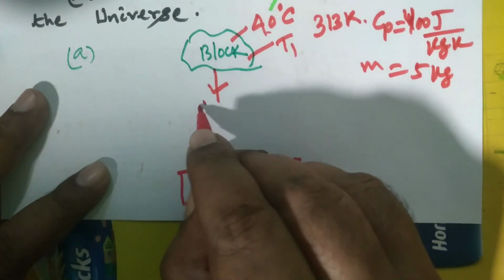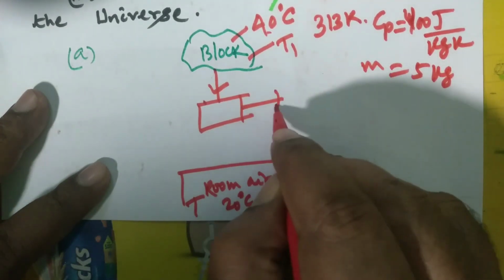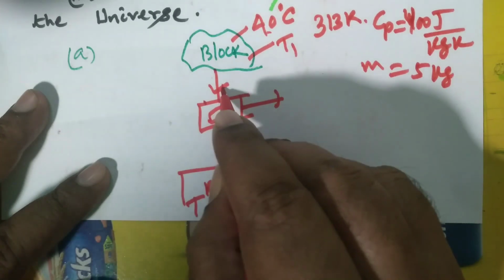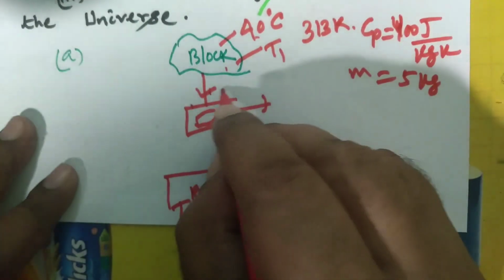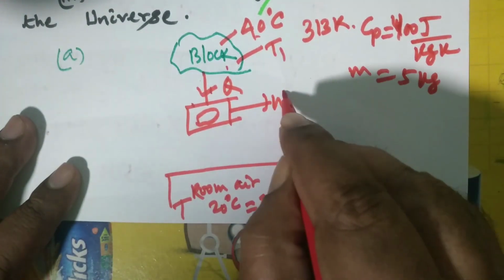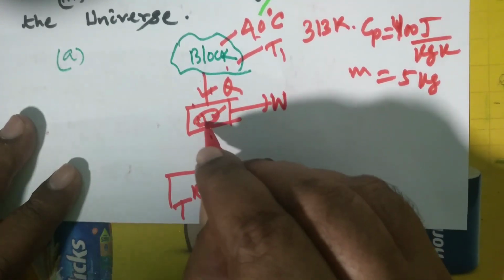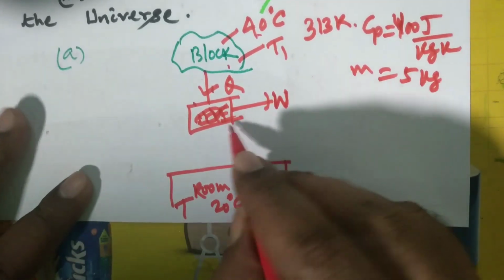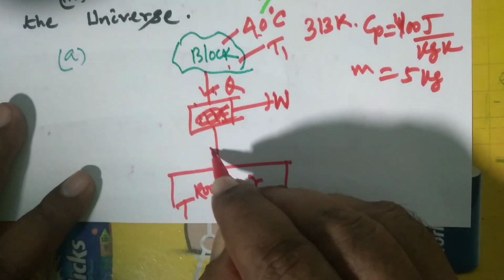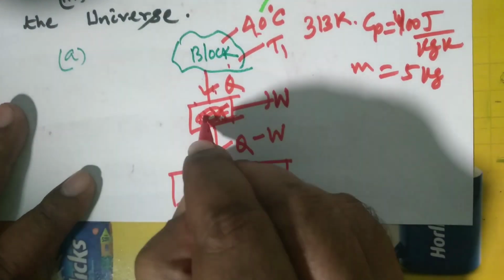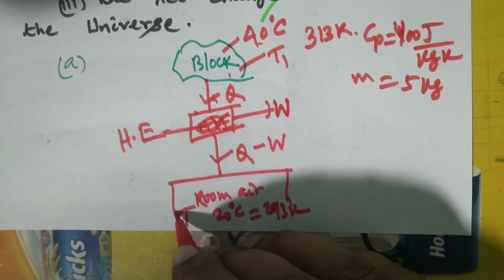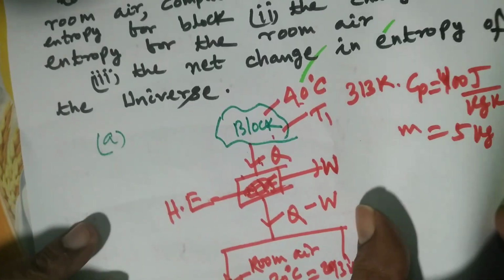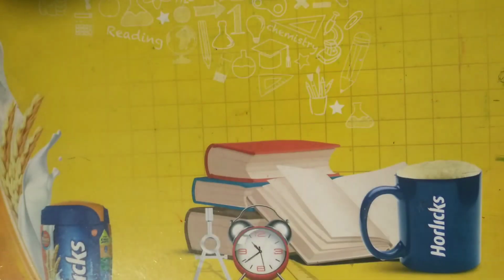A heat engine is there which produces some work at the expense of this heat that flows from the block to the room because of the temperature difference. This is the heat Q, and this work W is produced by this heat engine. If this is Q and this is W, then this is Q minus W. Here there is a heat engine, a cyclic device. So first we have to calculate the change in entropy of the aluminium block.